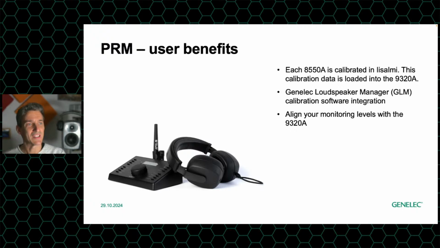The PRM is also completely integrated in the GLM software. You already know this if you have seen part 1, that of course the 9320 is detected by GLM and is a really central device there, and you can access all settings of the 9320 using GLM. And the 9320 also makes it possible to align levels. It's something I spoke about last time already, but I think it's worth mentioning again, that ideally you can switch between headphones and your speaker system and there is no level difference, if you take some time to adjust this exactly to your needs.